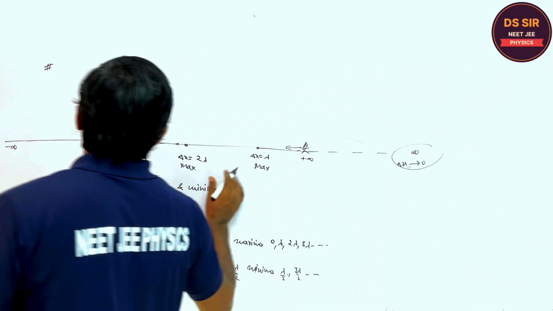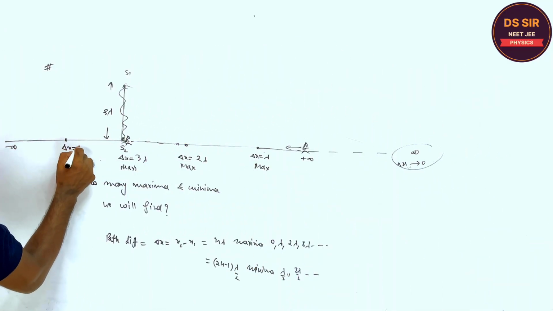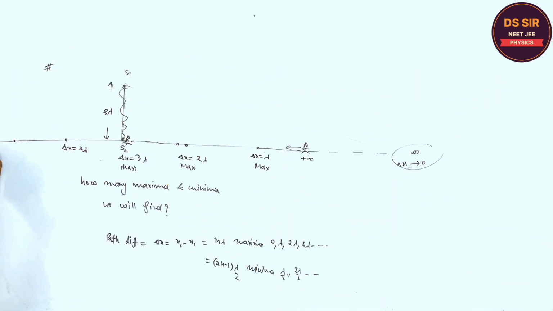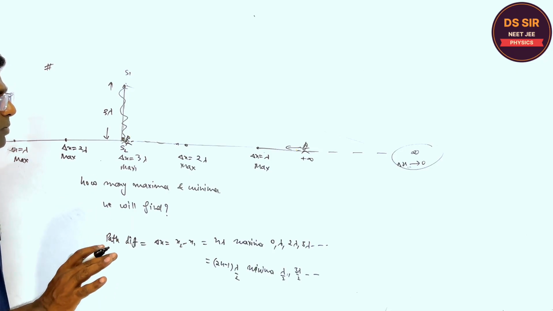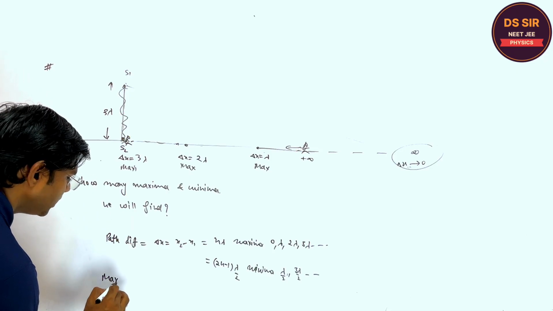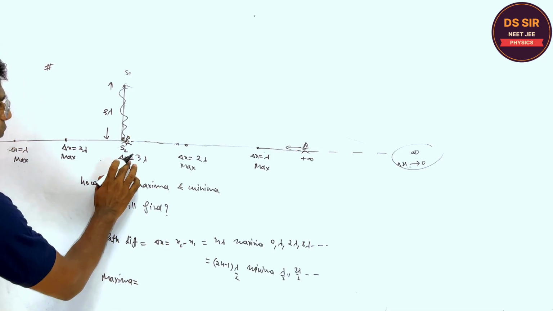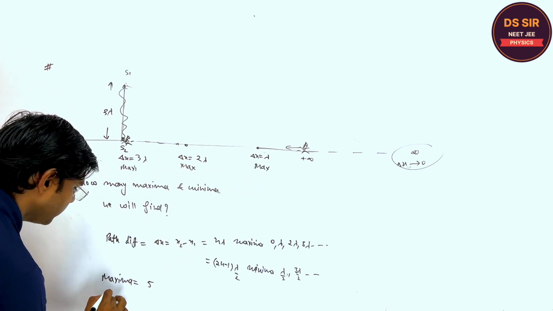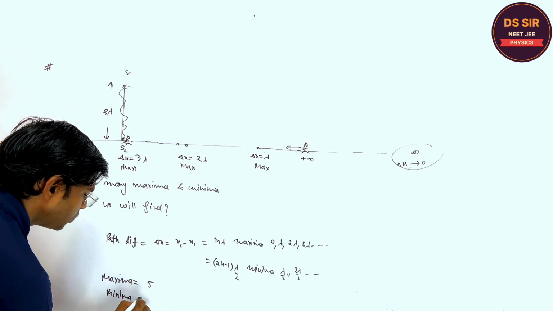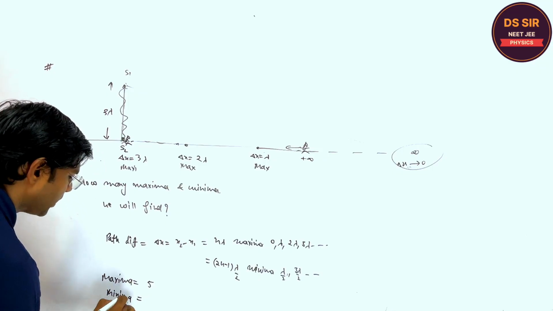In the same way, here the path difference is 2 lambda, and here it is lambda. So it is maxima and it is maxima. Is it clear or not? We are not considering the infinite distance, which is not possible. So how many maxima are you getting in this question? 1, 2, 3, 4, 5. So maxima is 5.